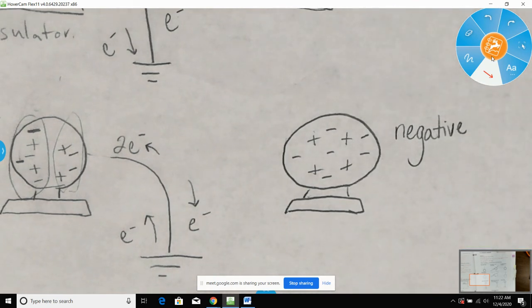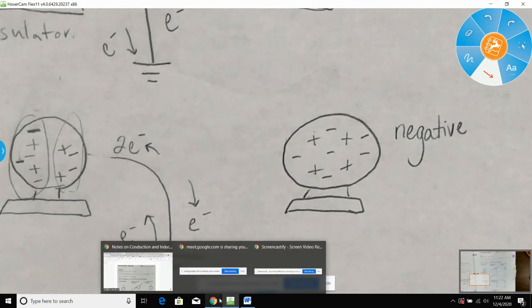a negatively charged object. So you're going to wind up doing an activity today, guys, where you're essentially going to do that. Now I'm going to run through one of them with you in a second.